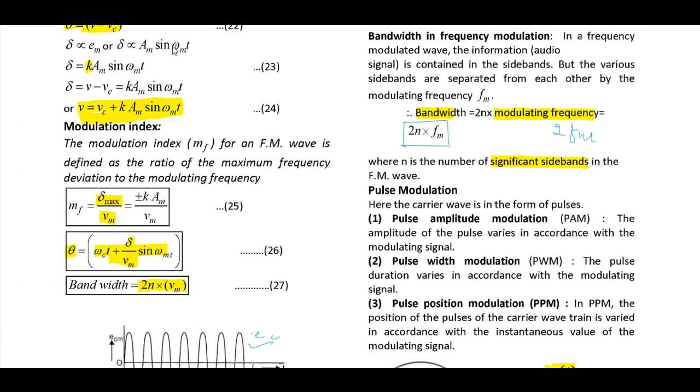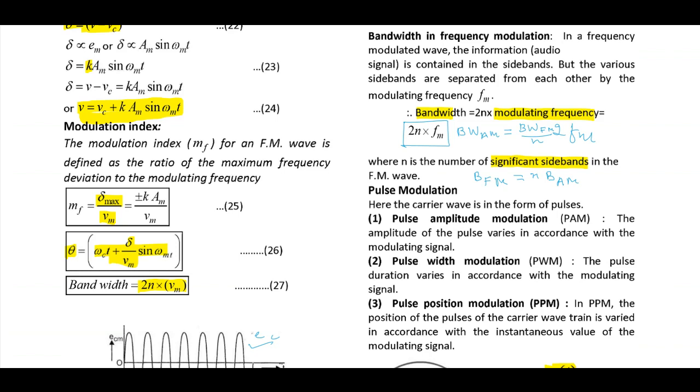Or one thing you can say, note it down: bandwidth in case of amplitude modulation is equal to bandwidth in case of frequency modulation divided by n. Or more easily, I can write bandwidth in frequency modulation, B stands for bandwidth, is equal to n times bandwidth in amplitude modulation. B stands for bandwidth here.